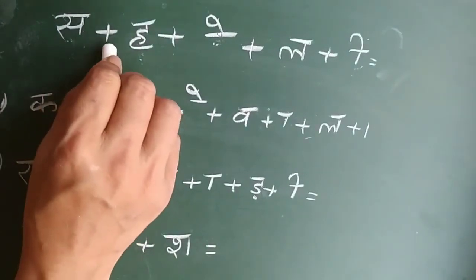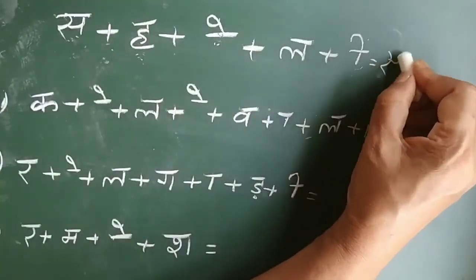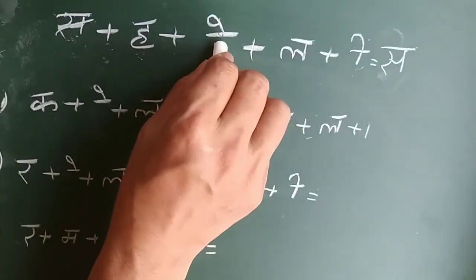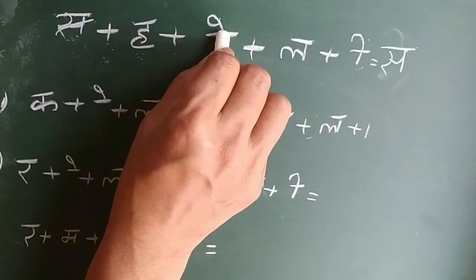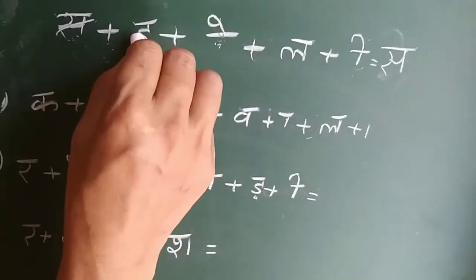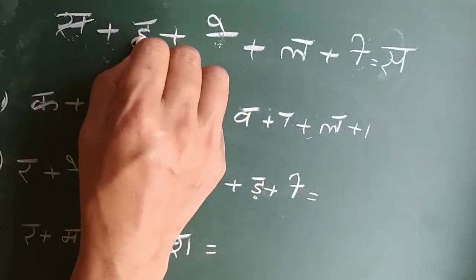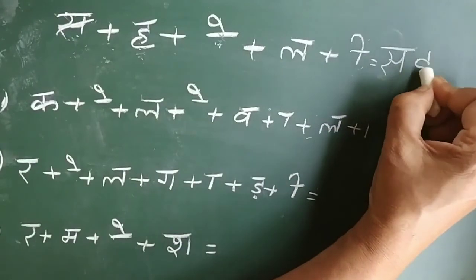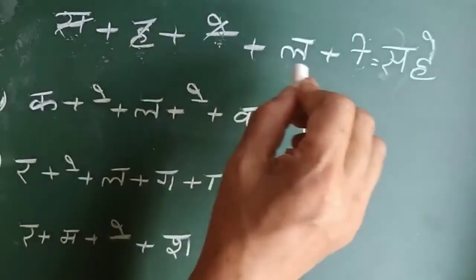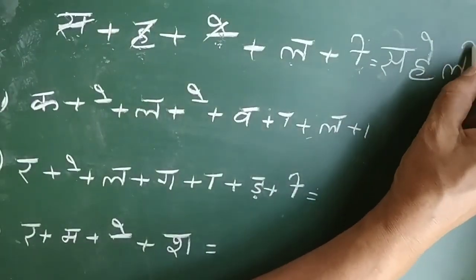Now look. Sa, ha. After sa, there is no symbol, so write sa here. Now the second letter, ha. After ha, there is a symbol a. This symbol is written above the letter, so it is written above ha. So sa, he. Then la with e, li. Saheli.